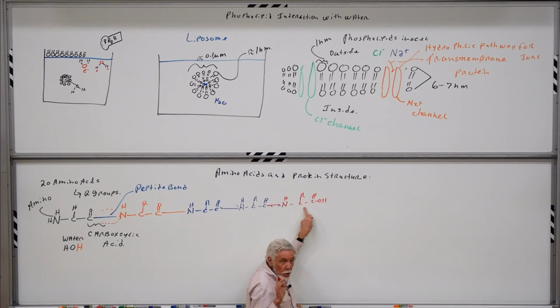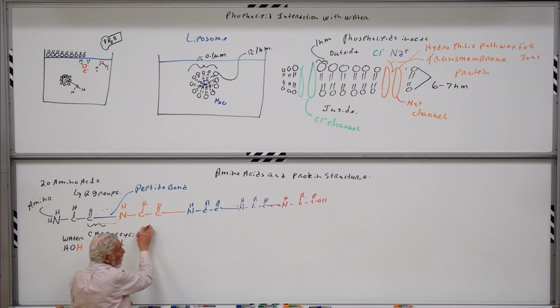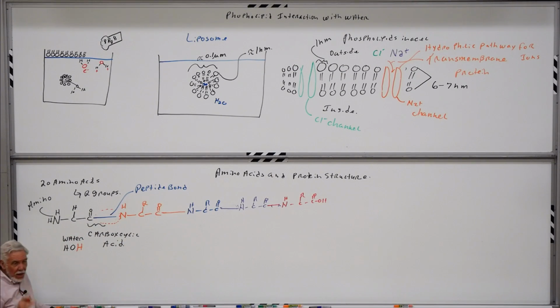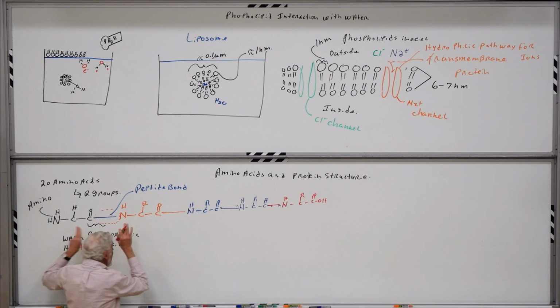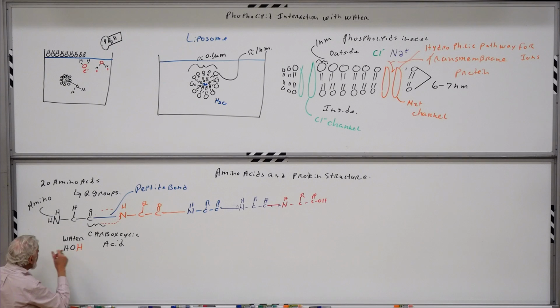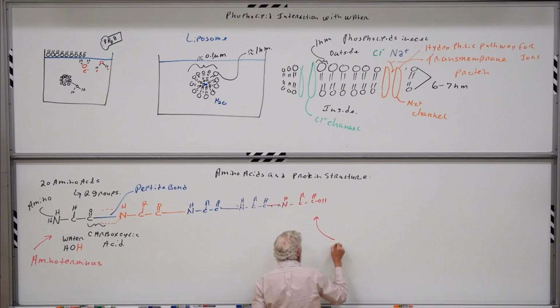What I want you to recognize from this, though, is that it doesn't matter whether we have 5 amino acids, or even 2 amino acids, or 5,000 amino acids. There's a kind of orientation to this molecule that derives from the formation of these peptide bonds. And that is, these protein molecules will always have, at this end, an amino terminus, and at this end, a carboxy terminus.